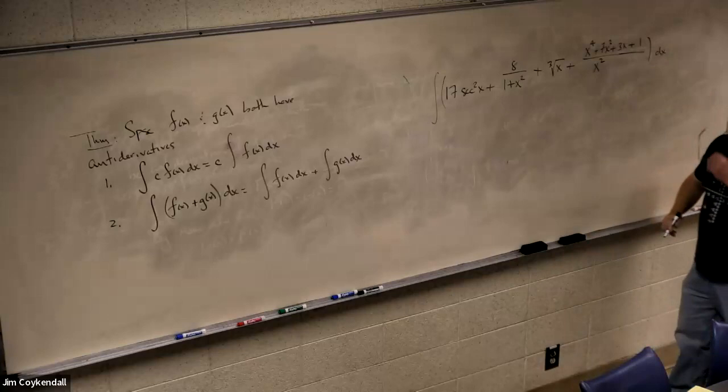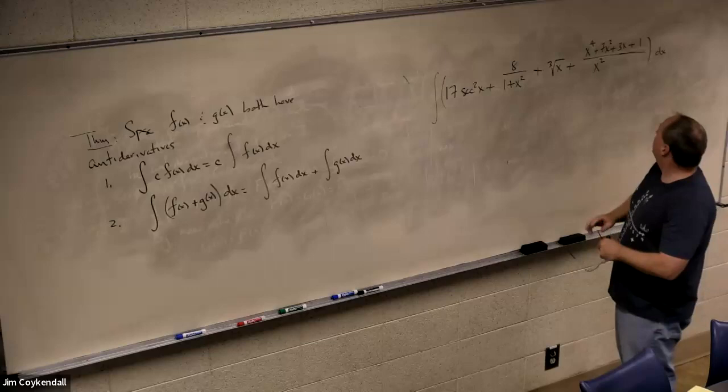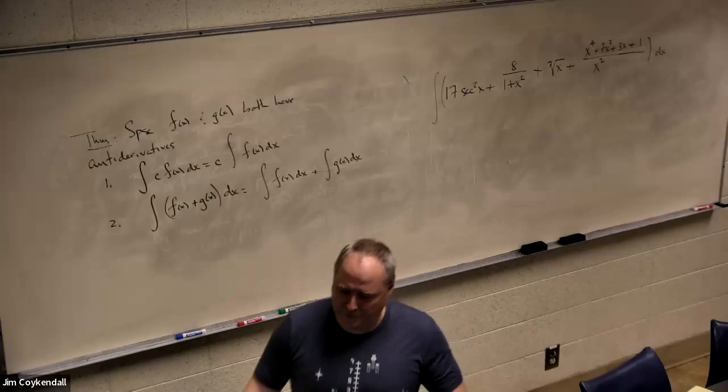I don't know about you guys, but I've always wondered, what is the antiderivative of secant squared x plus x to the fourth plus the cube root of x plus 7x squared plus 3x plus 1, all over x squared? Always wondered that. Keeps me up at night. So I'm figuring it out.